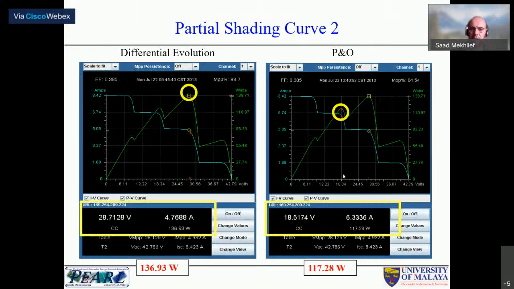So again, we change the IV curve. You can see the power curve change. You see that the DE actually accurately detects the MPP, whereas the P&O does not. This is only 117, well, this is 136 watt. It's much higher. Efficiency 98.7. This efficiency is 84.54. So it's much lower.